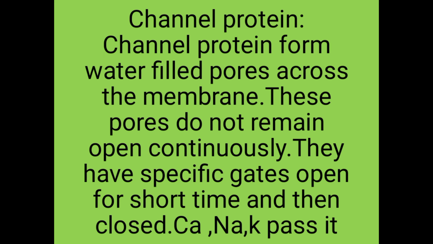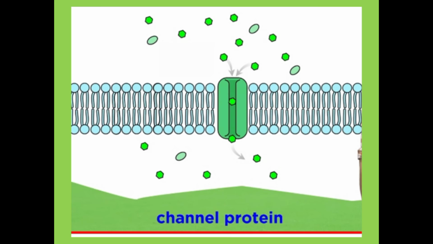Channel proteins form water-filled pores across the membrane. These pores do not remain open continuously. They have specific gates that open for a short time and then close. Calcium, sodium, and potassium ions pass through these channels. This is the channel protein that remains open for transport of sodium and potassium ions.